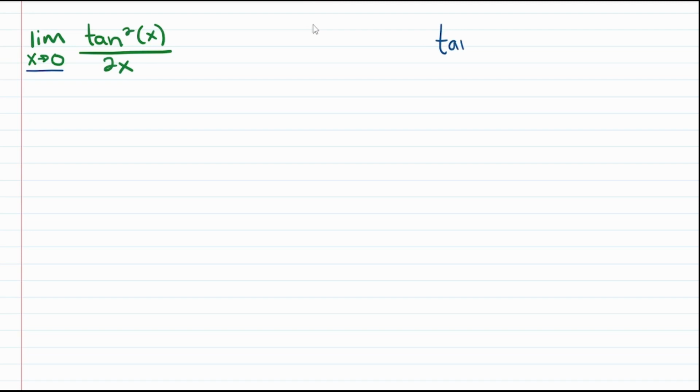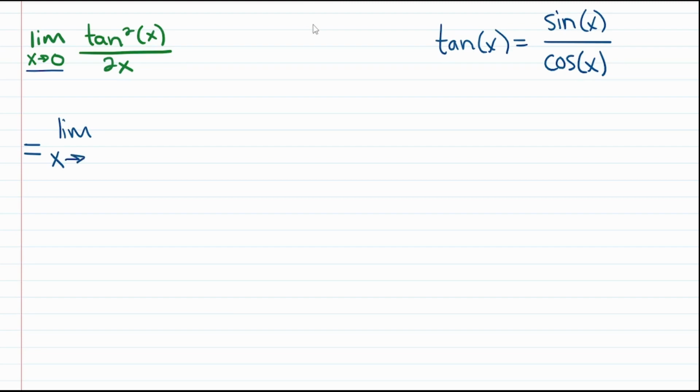So remember that tangent x is equal to sine x over cosine x. So that's one of my biggest tips when working with tangent: rewrite it in terms of sine and cosine. So in this case, we have tangent squared x, so we're going to have to use sine squared and cosine squared. So let's start by rewriting our limit as x approaches 0. In this case, we have sine squared of x over cosine squared of x, all over 2x.